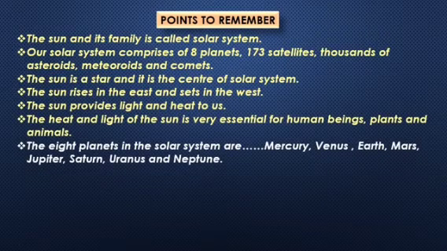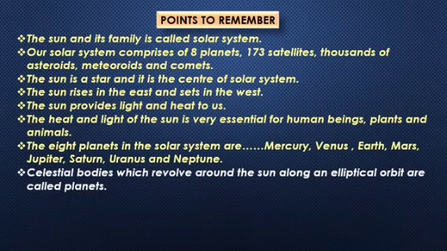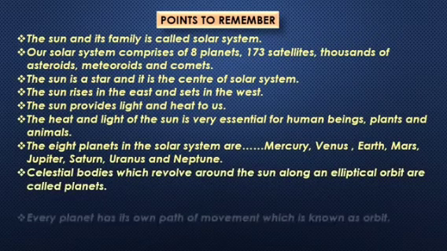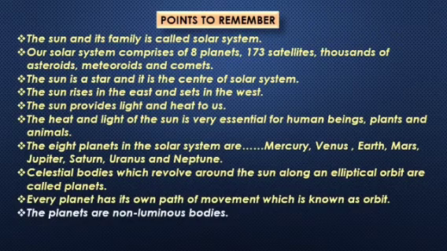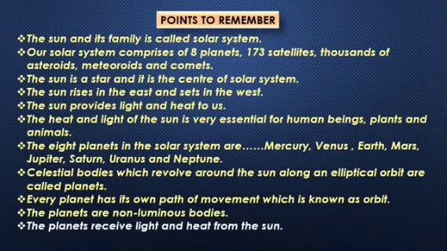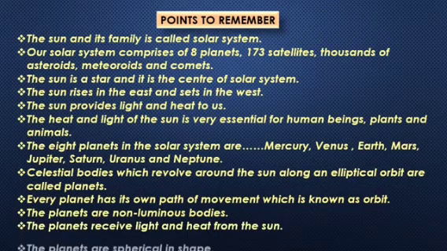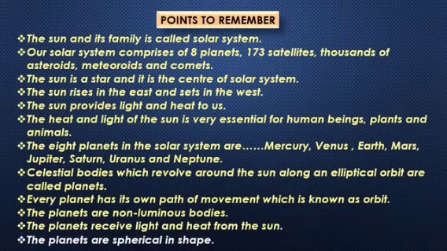The 8 planets in the solar system are Mercury, Venus, Earth, Mars, Jupiter, Saturn, Uranus, and Neptune. Celestial bodies which revolve around the sun along an elliptical orbit are called planets. Every planet has its own path of movement which is known as orbit. The planets are non-luminous bodies. The planets receive light and heat from the sun. The planets are spherical in shape.